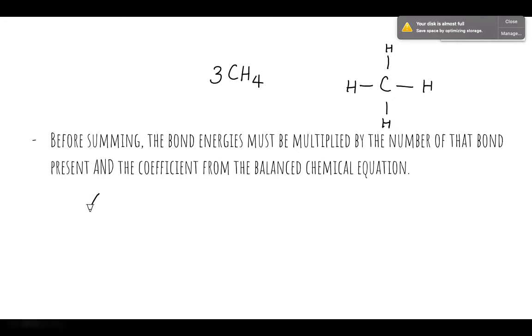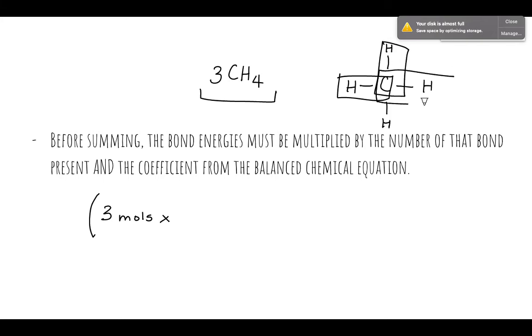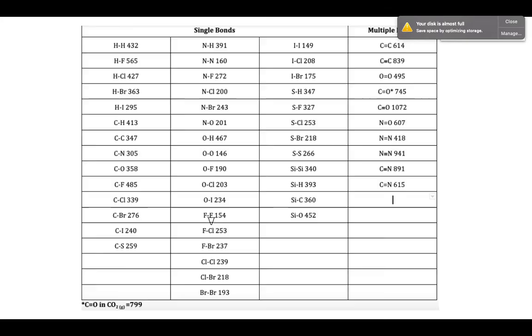So when I'm taking a look at this scenario of 3 CH4s, when I'm trying to find the total bond energy, I'm going to first take into account the coefficient, right? So 3 moles of CH4, right? And then I want to take into account how many of those bonds I have in this molecule. If I'm looking at a carbon-hydrogen bond, I've got 1, 2, 3, and 4, right? I've got 4 different CH bonds. So I'm going to multiply that by 4, and then I'm going to multiply by the bond energy, which is 413.